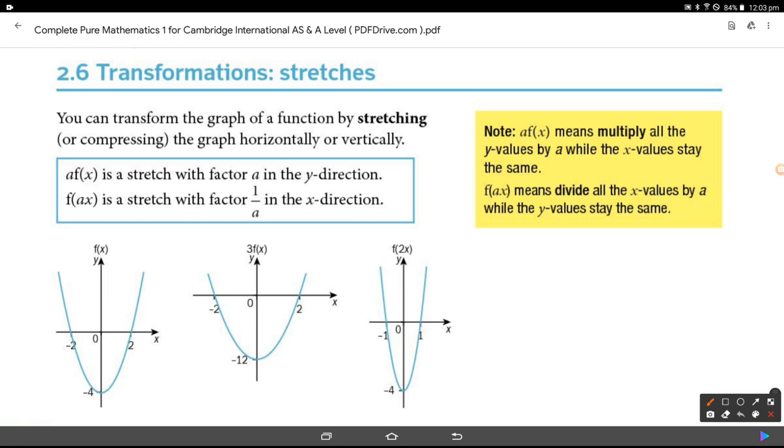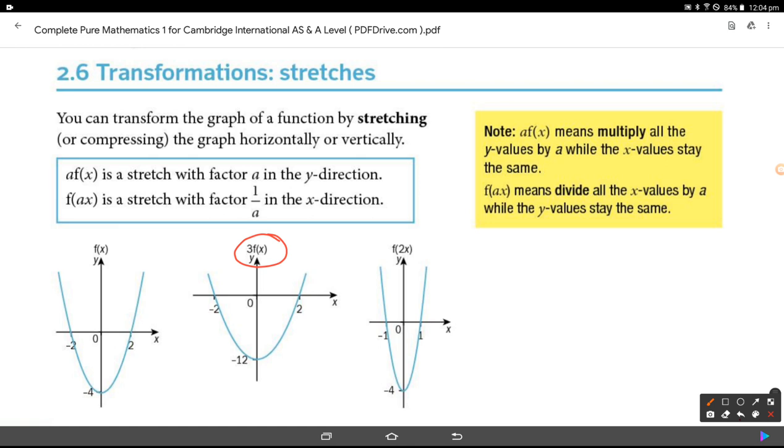This is very important to know. For example, if I have a multiplied outside a function, it means every y coordinate, every y value, will be multiplied, but the x value will stay the same. What does this mean? I will try to explain. For example, in this diagram, this is your normal function, f of x. But this is 3f of x.